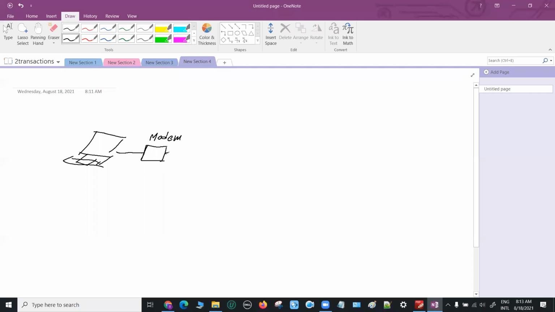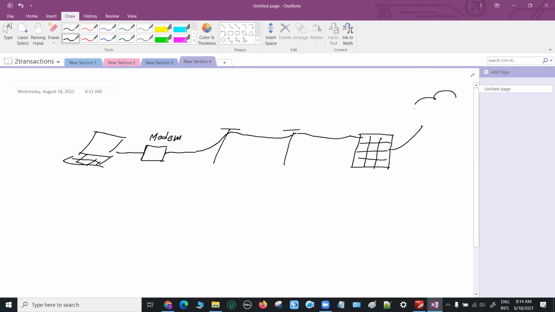From this place there is a regular telephone line. These are the telephone lines. These wires go like this, and then there is a center here. This center is the ISP. ISP means Internet Service Provider, the Internet Service Provider's Central Office. This is the office, and the connection is like this. After that, the ISP connects to the internet.